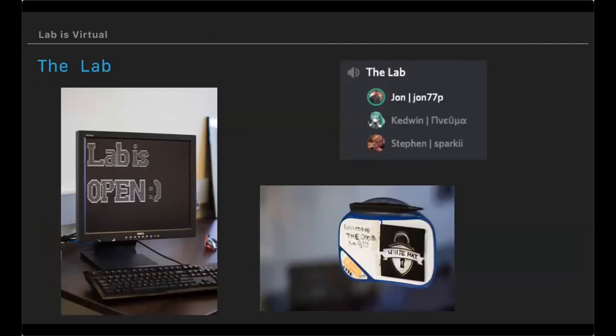So the lab. For those of you who were around last year, you might know that we have a lab space on campus in the Bonderson building. However, obviously, we do not have access to it right now. So we are going to try to take the lab virtual. We have set up a channel in the White Hat Discord, which if you are not a part of yet, there's a link to join on our website and in the Slack. We have a channel in there that's just the lab, and anyone is welcome anytime to come hang out.